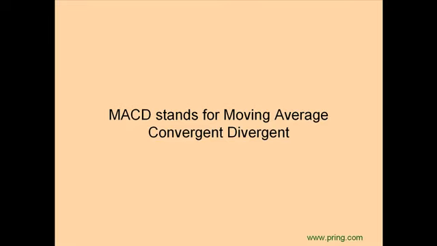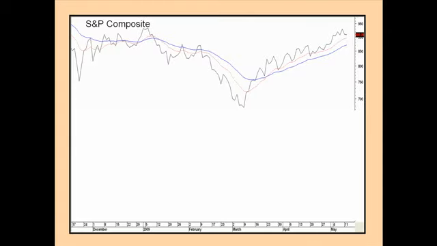MACD stands for Moving Average Convergent Divergent and was developed by Gerald Appel many years ago. It's essentially a moving average system, and it works as follows. The initial step is to calculate a 12-period EMA, or exponential moving average, of the data in question. Since this is a daily chart, the EMA is a daily one. The next step is to calculate a 26-period EMA. Finally, the shorter EMA is subtracted from the longer-term one, and the result is an oscillator.